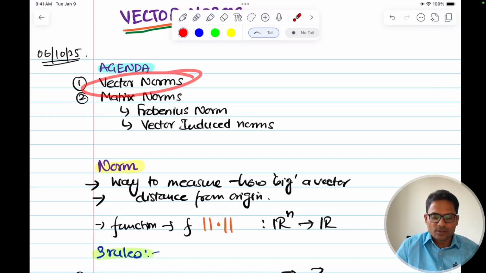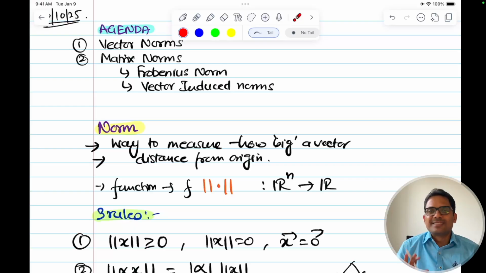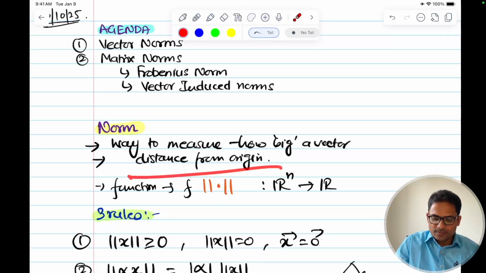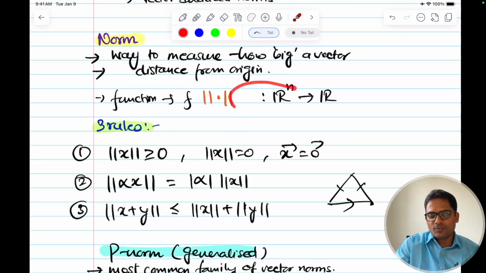So this is about vector norms. A norm of a vector is a way to measure how big a vector is or how far it is from the origin, and there are different ways to do this. It is a function which maps an n-dimensional vector to one scalar value, that is its magnitude or length.